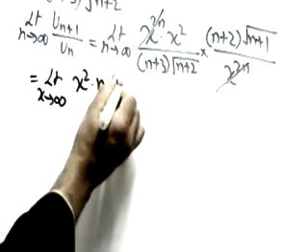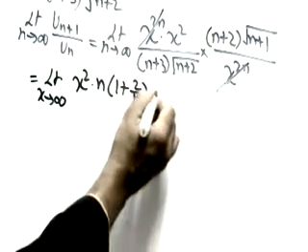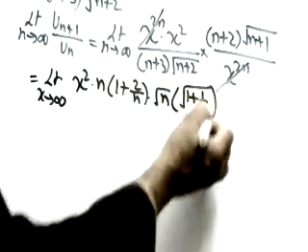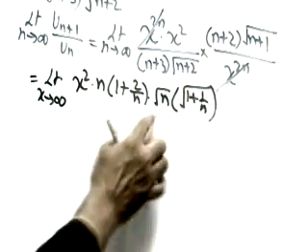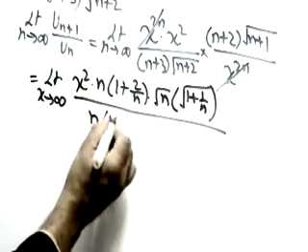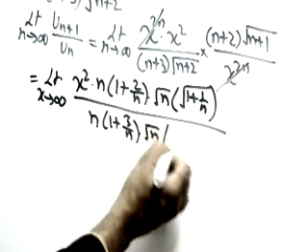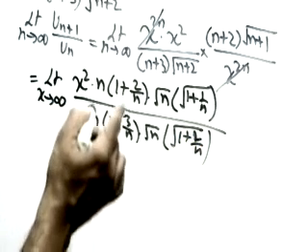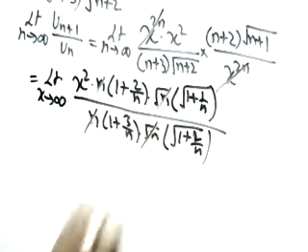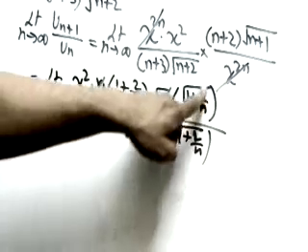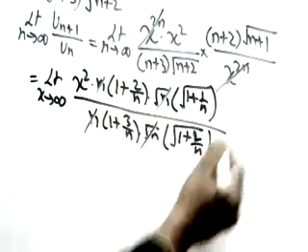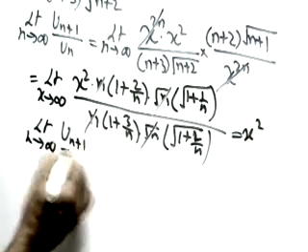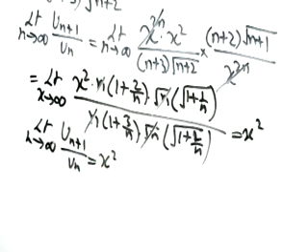We are writing x squared as it is. Now if we take n common, it will become 1 plus 2 by n. Here also take n common, but it is in root, so root n is left with 1 plus 1 by n. In the same way, take common n here, 1 plus 3 by n, and here also root n, 1 plus 2 by n. So let me cancel the terms. We wrote x squared. This n will get cancelled, root n will get cancelled. If you put infinity, 2 by infinity is 0, 1 by infinity is 0, root 1 is 1, 1 into 1 is 1. Here also 1, we are left with x squared. Therefore, limit n tends to infinity un plus 1 by un equals x squared.